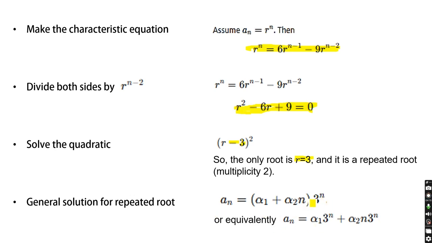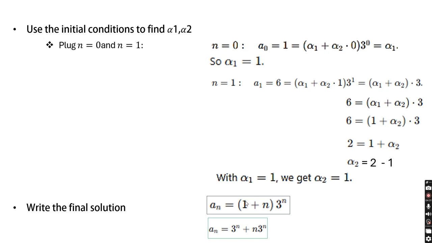Or equivalently, we multiply it out. So, we have a_n equals a1 times 3^n plus a2 n times 3^n. So, we will plug in the initial conditions to find A1 and A2. We will plug in n equals 0 and n equals 1.